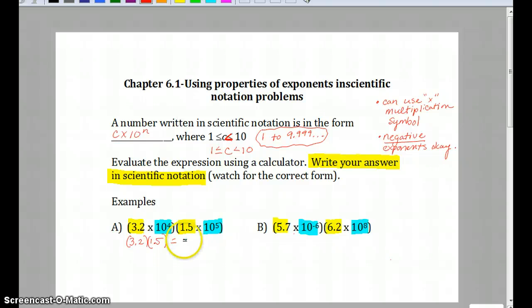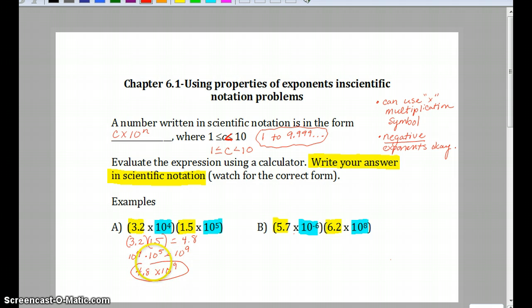3.2 times 1.5 is 4.8. Then you're going to take the blue highlighted, and you're going to go 10 to the 4th times 10 to the 5th. Well, the base is the same on these. It's 10 on both of them. So you have 4 tens and 5 tens. This is the product of powers when you have the same base. And that gives you 10 to the 9th power because you have 9 tens. So you would correctly write this 4.8 times 10 to the 9th.